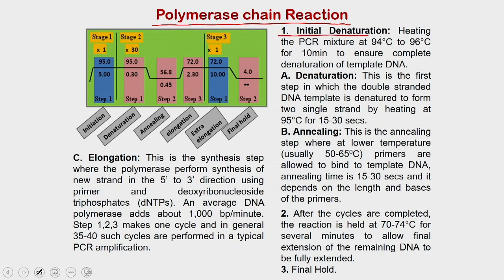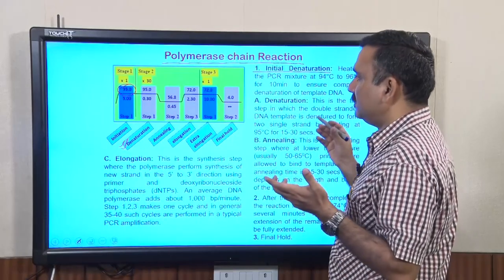You will first do the initial denaturation. In the initial denaturation, you will heat up the sample at 95 degrees Celsius for 5 minutes, and that will convert the double stranded DNA into single stranded DNA. Okay, so now your single stranded template is going to be ready. Then you will do the first event of denaturation. The initial denaturation is going to destroy the double helical structure of the complete DNA.